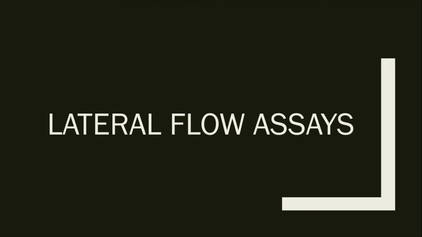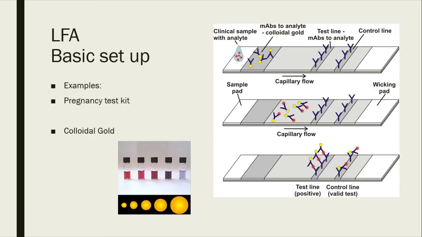Alright, moving on to the last biotechnology for this week, or this topic, the so-called lateral flow assays. Here are the basic setups. One of the big examples of a lateral flow assay is the pregnancy test kit. When you say lateral flow, you say pregnancy test kit, and almost everybody knows what you're talking about. Now this assay utilizes antibodies that are conjugated to something called colloidal gold. What is colloidal gold?